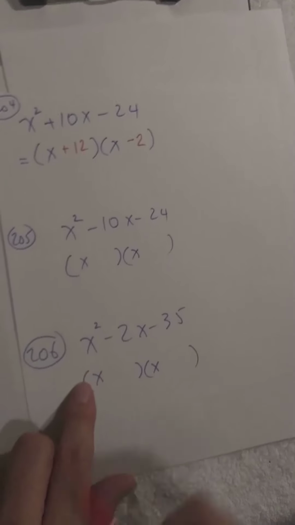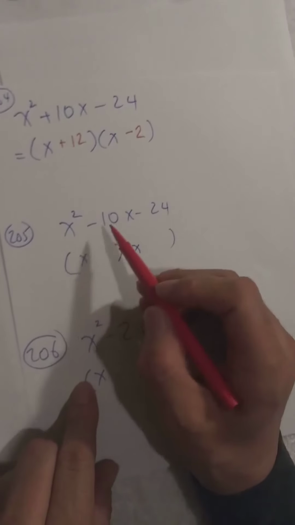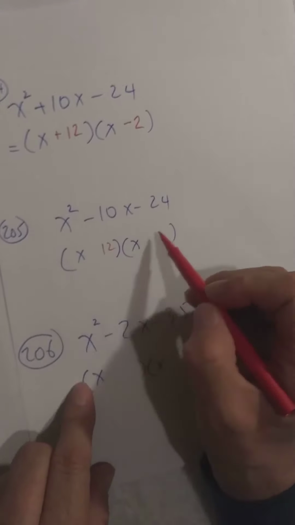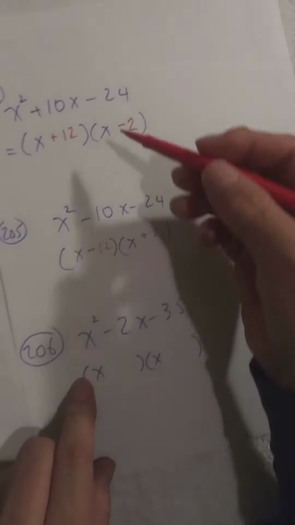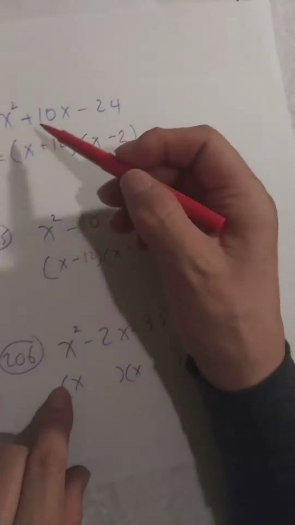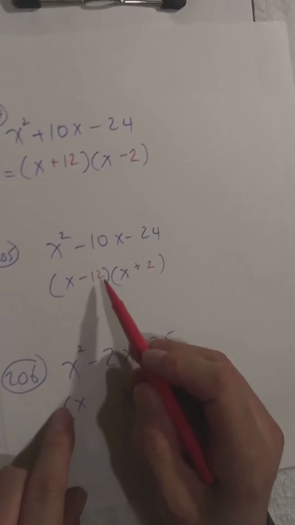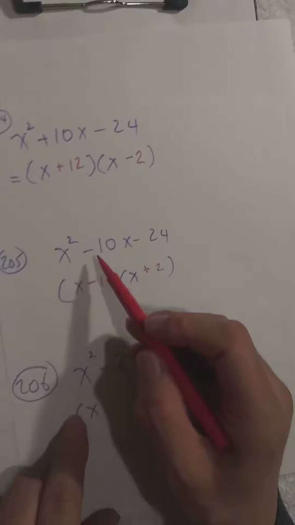In the next example, we have a minus 10 here. Everything else is the same. So it will still be 12 and 2. But this time it will be negative 12 and plus 2. And the difference between these two examples is the middle term. Negative 12 plus 2 will give you minus 10.